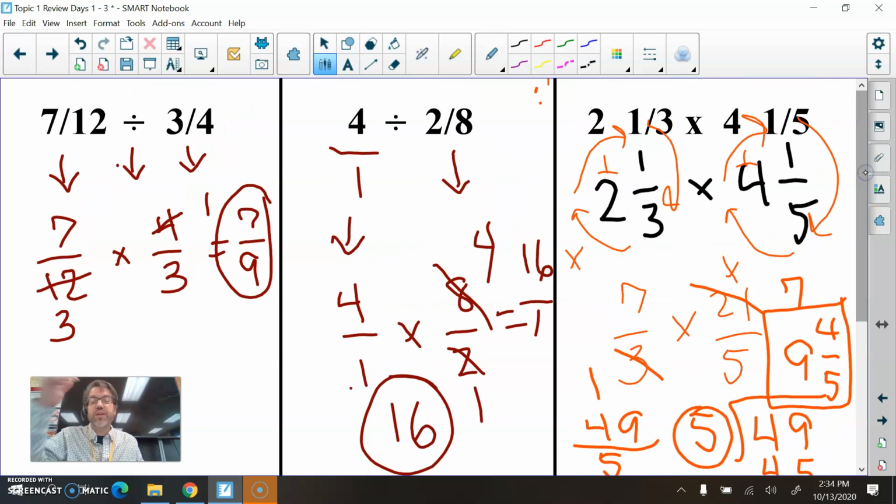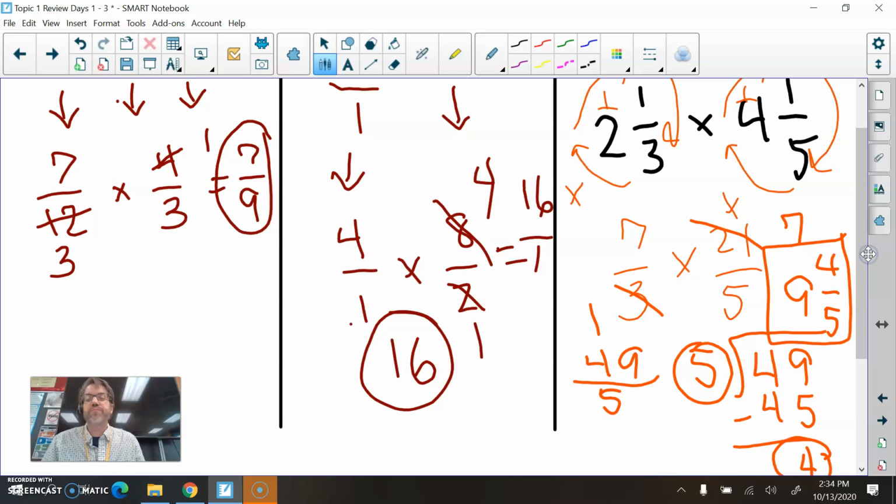Okay? So again, there are no shortcuts here, everybody. We do have to change the mixed numbers into improper fractions before we can do anything else. You can't just take the 2 times 4 and get 8, because see, that'd be wrong. It has to be 9. Okay, so you do have to change them into improper fractions first.